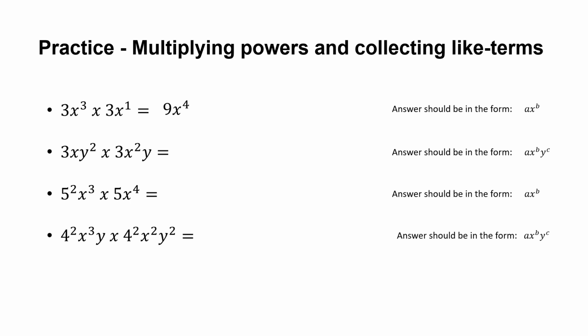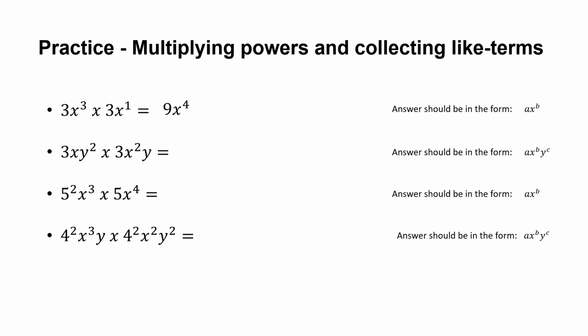3 times 3 again is just 9. So that's our number term done, 9. Next we have x times x squared. Again, we're just going to add the exponents. So something I've done here: when we just have x, this is equivalent to x to the power of 1. Same with y. It's equivalent to y to the power of 1, but you may see it written in this form, so you need to know what it means.